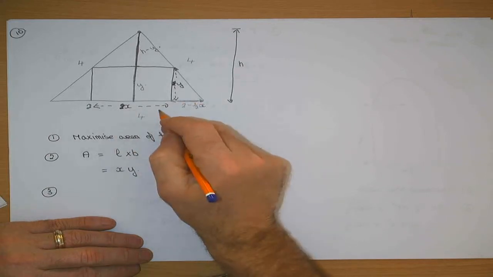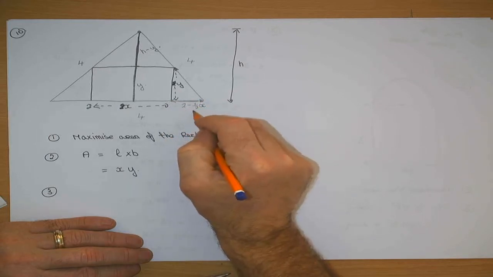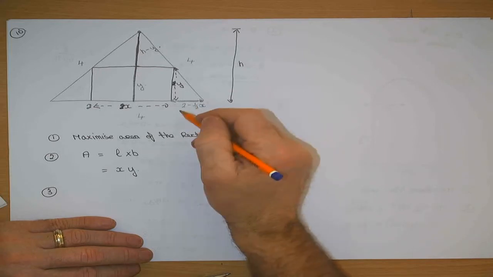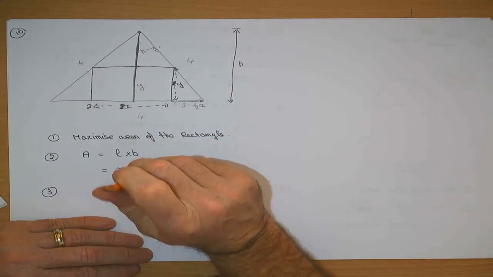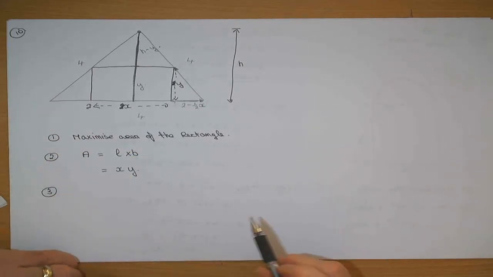Had I called that 2x, what would this be? 2 minus x. Would that have helped me? I would have had less fractions. So if you were experienced enough, you wouldn't have called that x. You'd have called it what? 2x. Is that okay? But you weren't, so let's see where it will lead you.